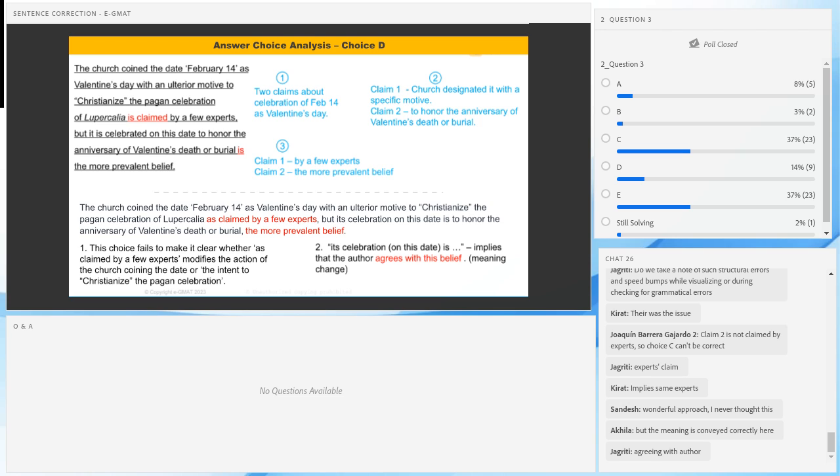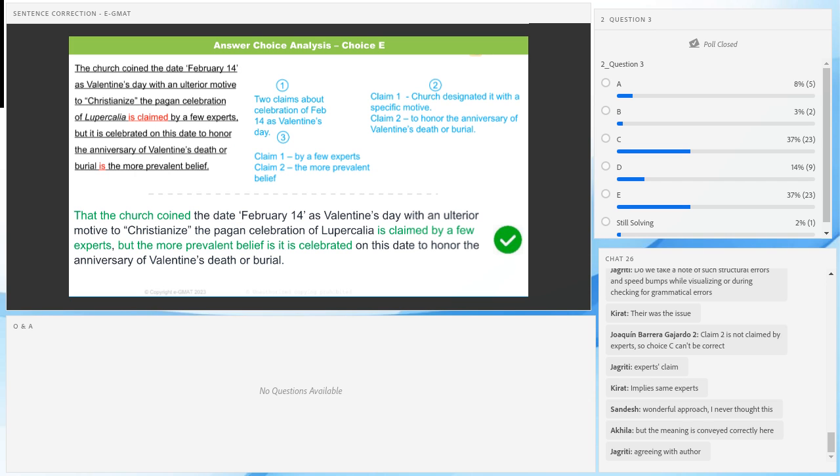So choice D definitely has that nuanced thing over here. Okay, not grammatical, it's purely meaning based. Okay, choice E is the correct answer.